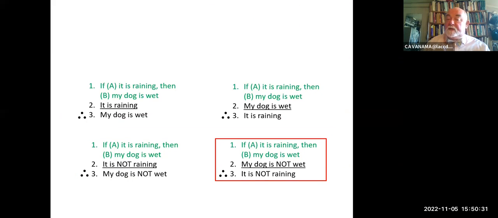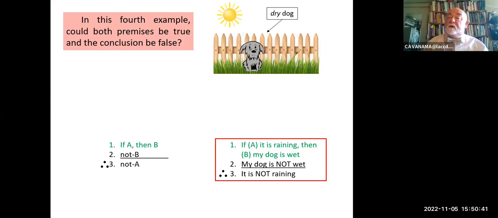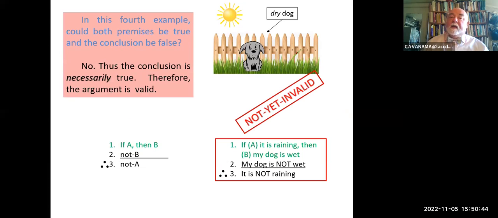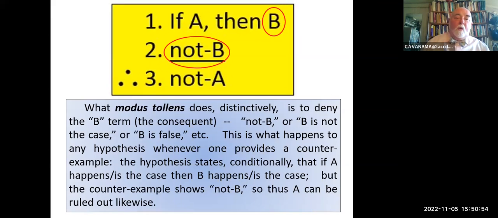And then let's go to the fourth one. If it's raining, my dog is wet, but my dog is not wet, can I conclude that it is not raining? Is it possible for that conclusion to be false, even when those premises are true? And the answer is no. The conclusion, therefore, is necessarily true. Therefore, the argument is valid, not yet invalid, but that amounts to valid. So what modus tollens does distinctively is to deny the B term, the consequent: not B, B is false.